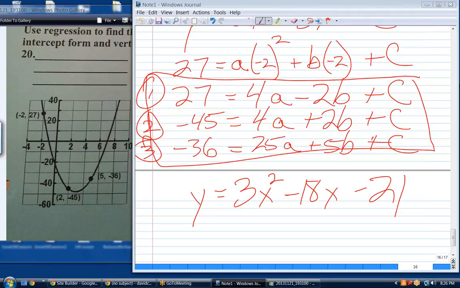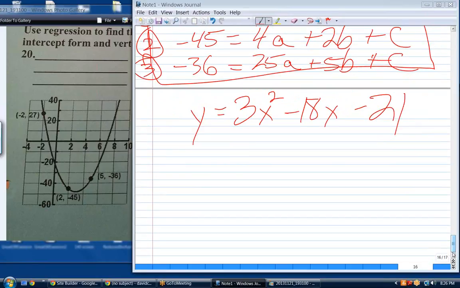In other words, how do you go from standard format to vertex format? Do you have to unfactor or factor? No, if you factored it, you would get closer to intercept format. First of all, can I factor anything out of that? I don't think so, no. 3. Right? Actually, yeah, you can.